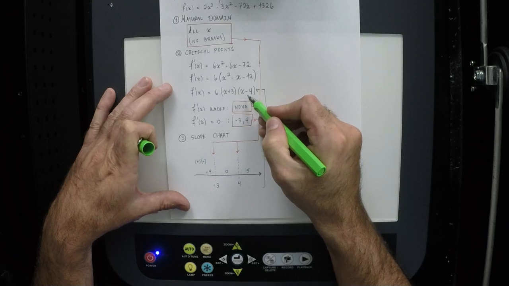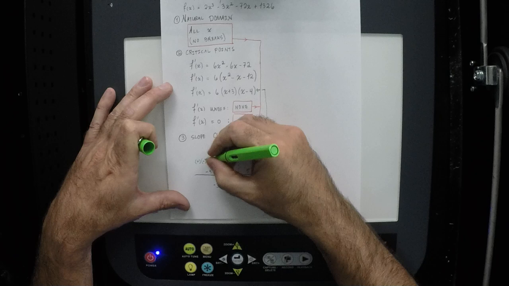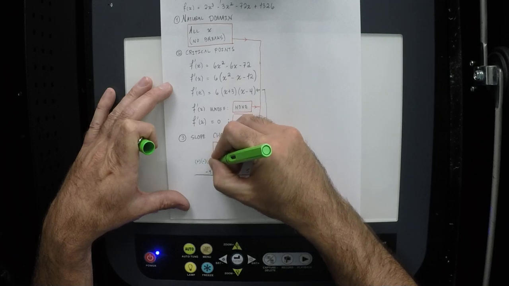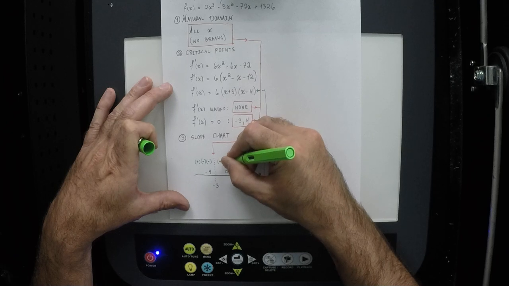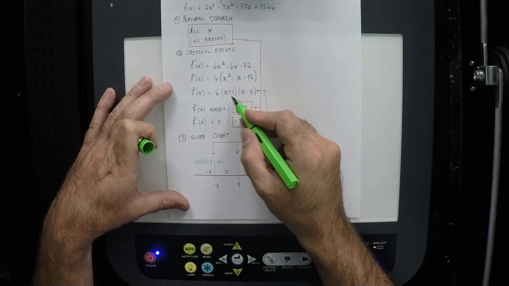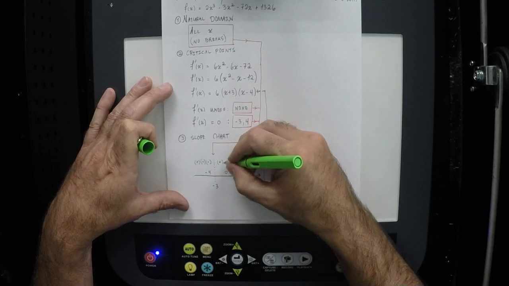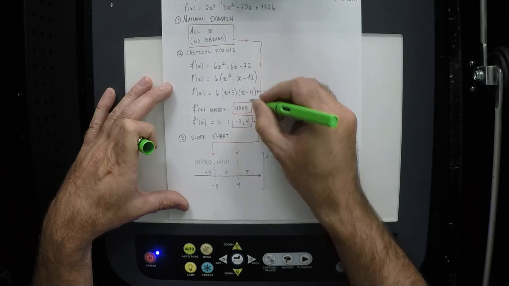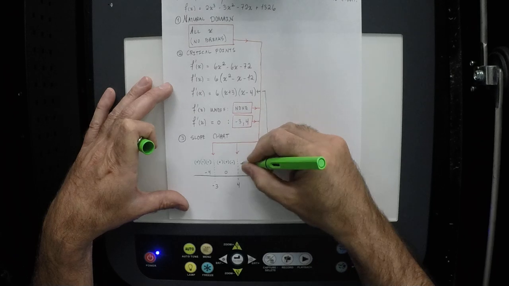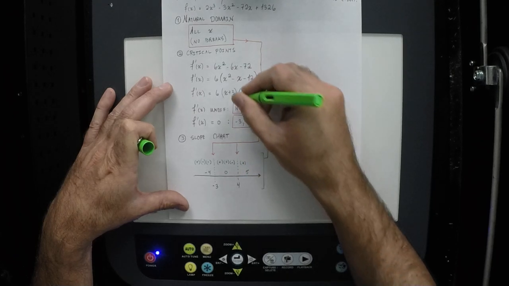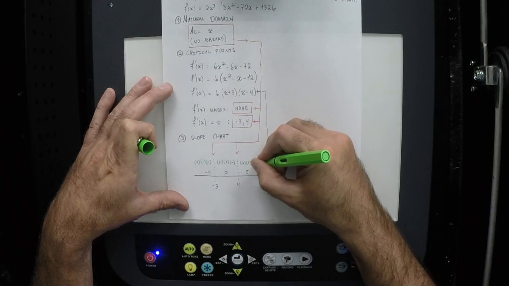Not 0, negative 8, which is negative. Okay, if I plug 0 into those things, well, 6 is positive, so I'll just write positive. And if I plug 0 in there, I get something positive and then something negative. 5, that'd be positive, and then positive, and then positive.